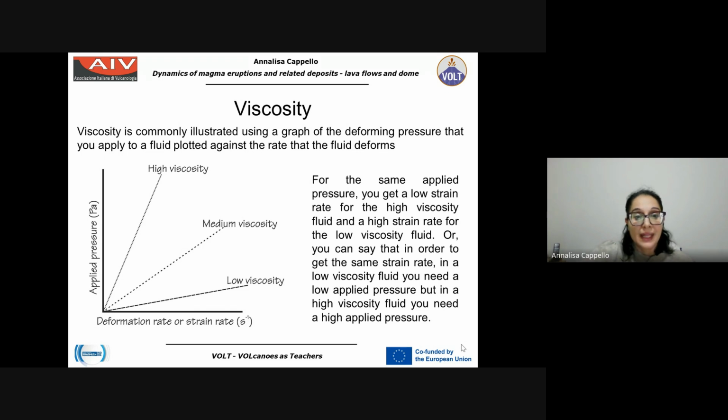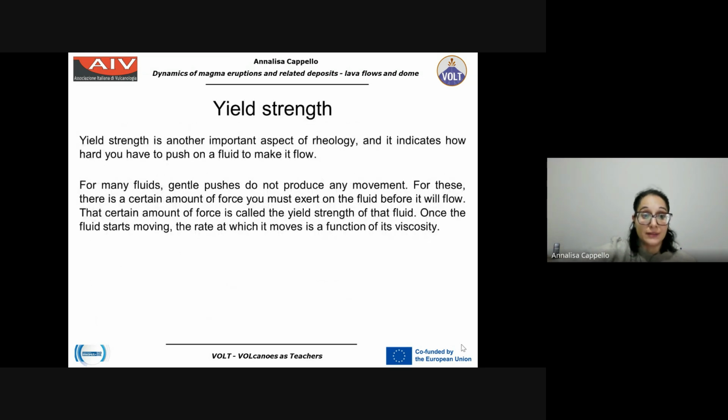Okay. So this is the graph of three different substances with three different viscosities. So a low viscosity fluid needs a low applied pressure to deform, and a high viscosity fluid needs a higher applied pressure to move. But let's see what the yield strength is. What is the yield strength?